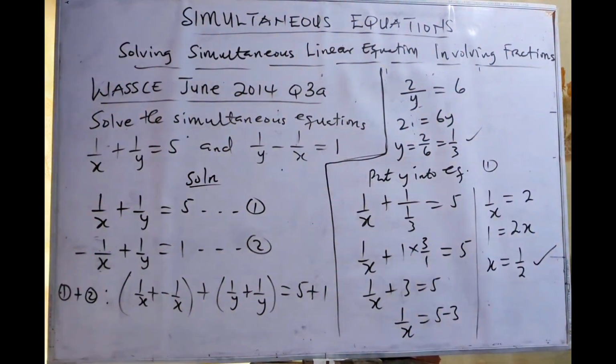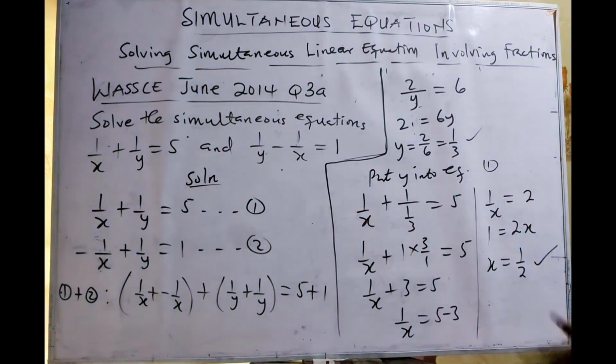So our y is 1 over 3, and our x is what? 1 over 2. So you can also go by this simple elimination method, and then you solve to get the same answer. I believe this is understood.